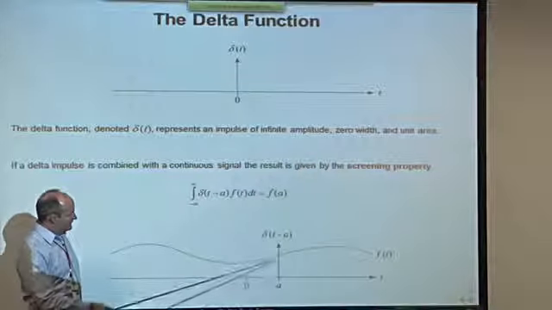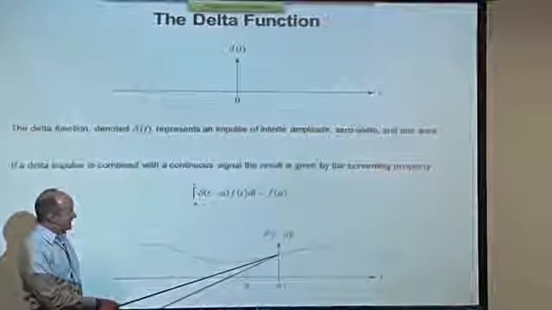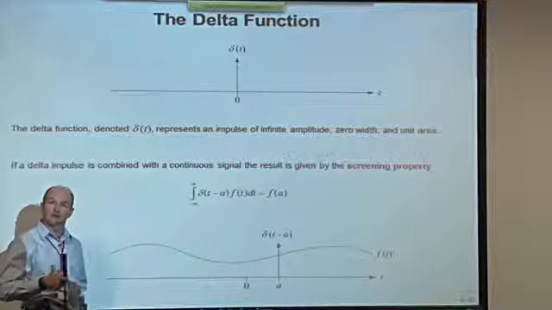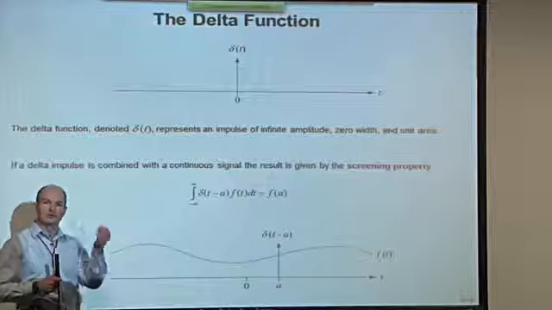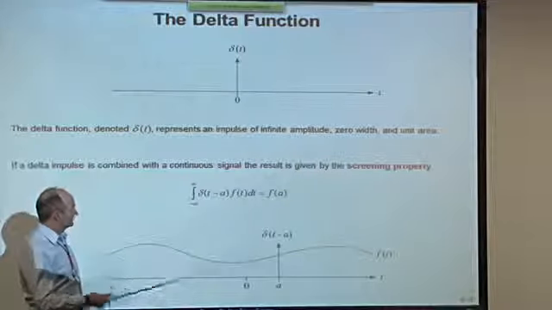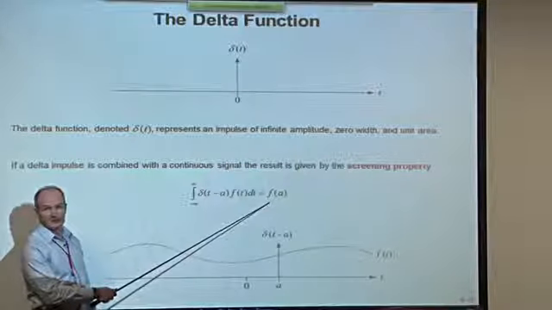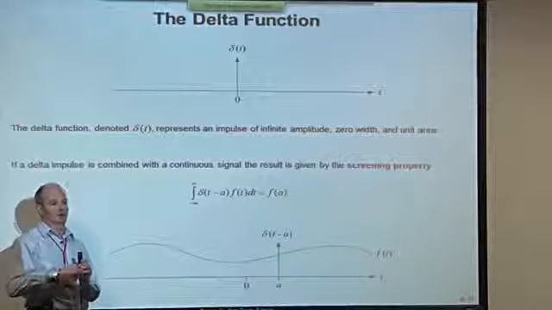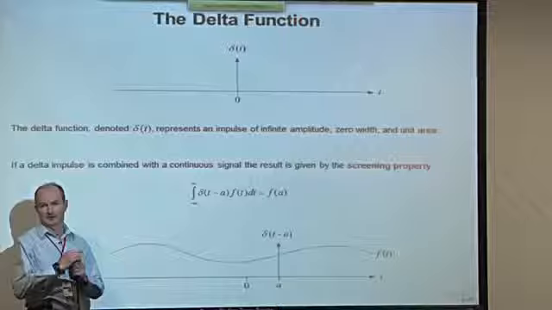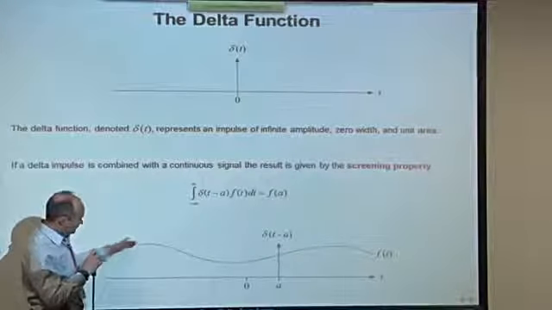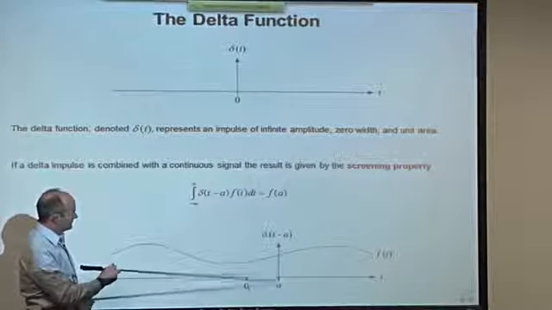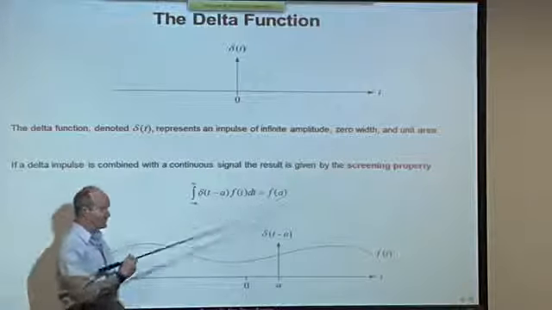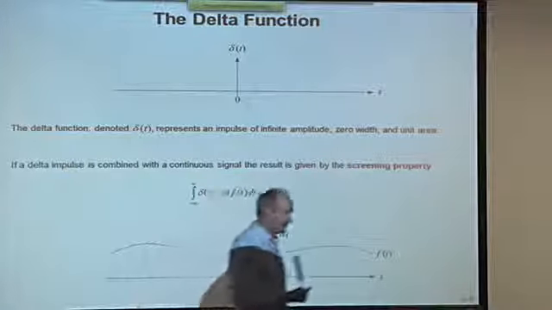And what you get, in fact, is nothing more than the value of the continuous function at the instant at which you apply the delta function, the instant at which you combine the two. This is captured in what's called the screening property of the delta function. The reason this is important is that it makes a very good model of a sampler. Because we've got a continuous function coming in, the sampler is modeled by, in this case, a delta function at time t equals a, and the result is just the value of the continuous function at that time.